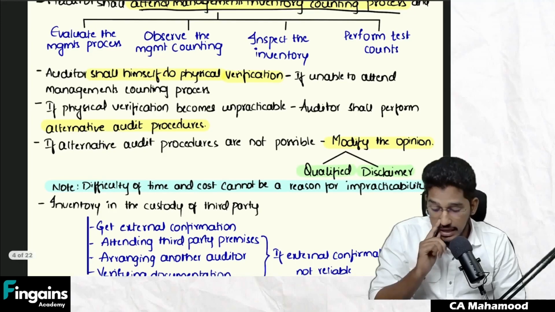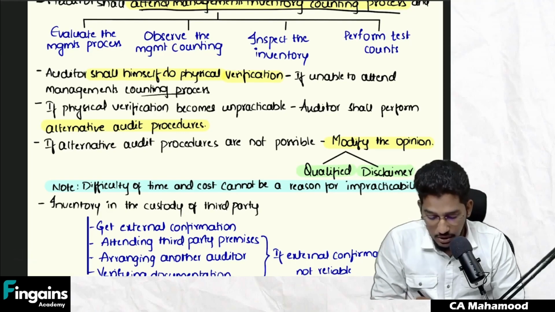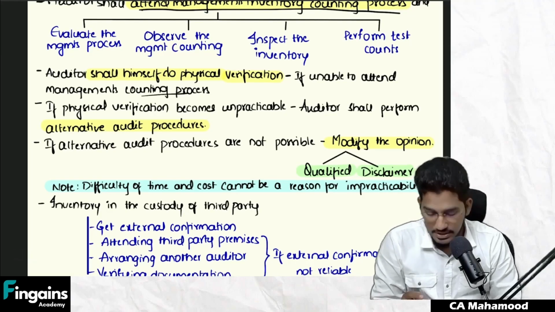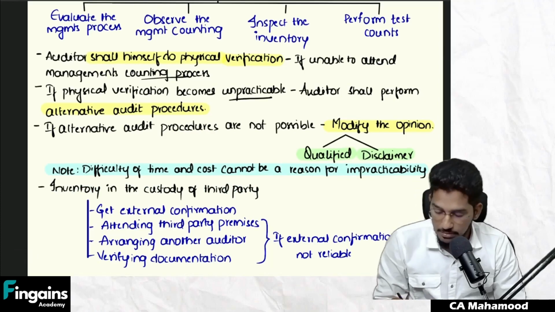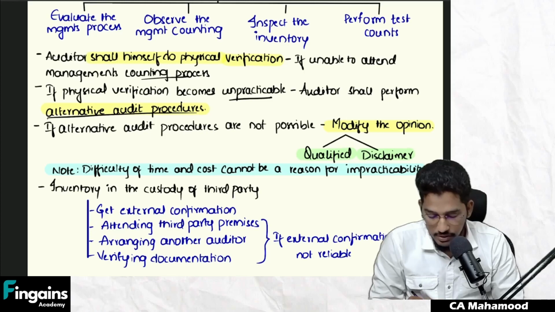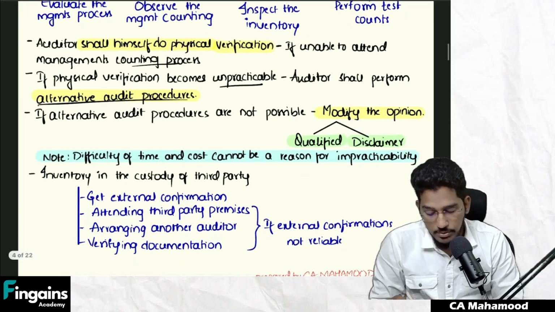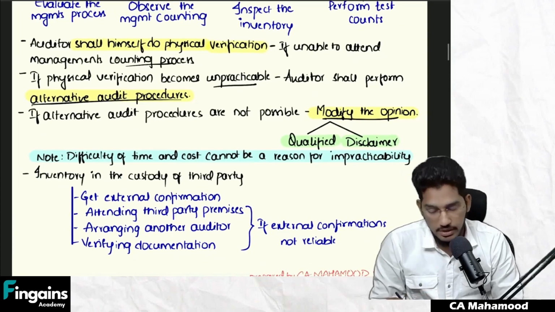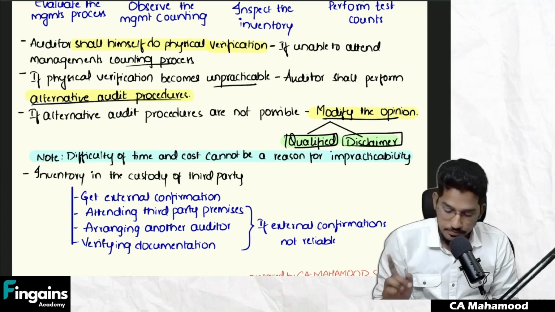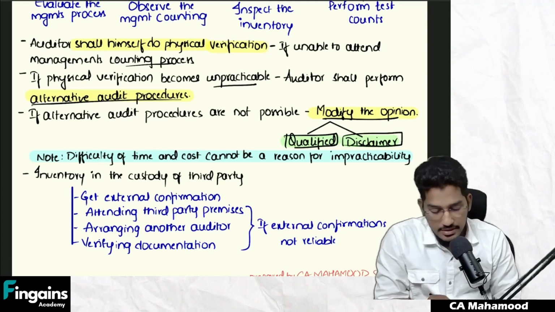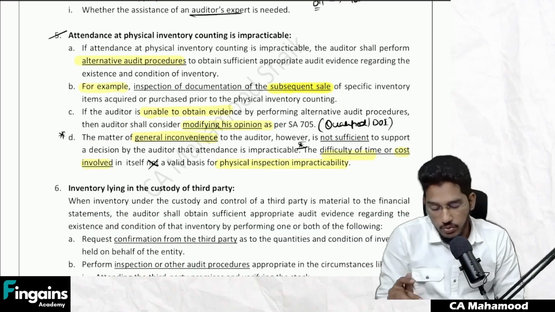In case the auditor is unable to attend the management counting process, the auditor should do the physical verification by himself. If physical verification becomes impracticable, then the auditor shall perform alternative audit procedures. If alternative audit procedures are also not possible, modify the opinion. Which kind of modification? Either qualified or disclaimer. Now, regarding existence and condition of stock, they try to say one more thing here.